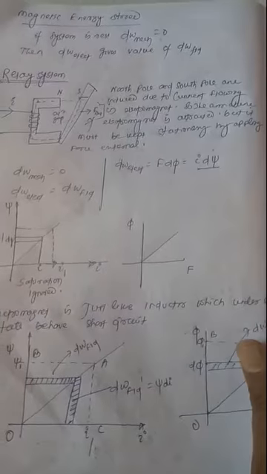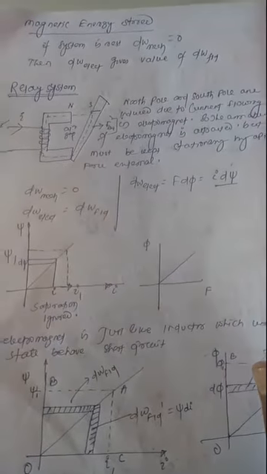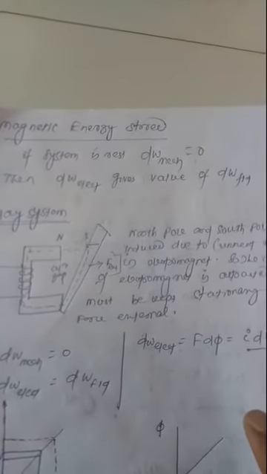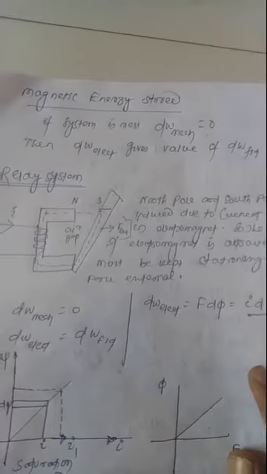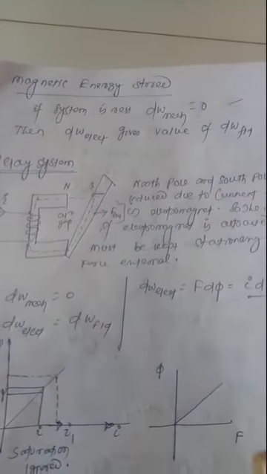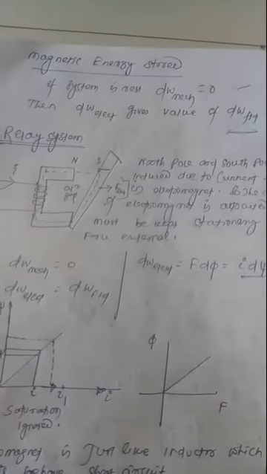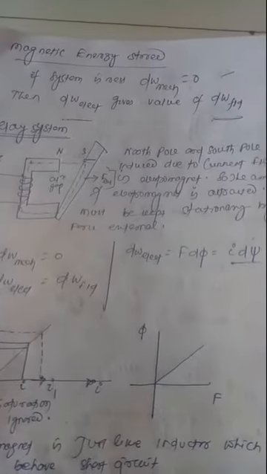Now, what is the amount of magnetic energy stored? If the system is in the rest condition or the stationary condition, that is, the system is at rest, then dW mechanical is equal to 0. Then dW electrical gives the value of dW FLD. So this stored magnetic energy can be calculated from this relation, dW electrical.